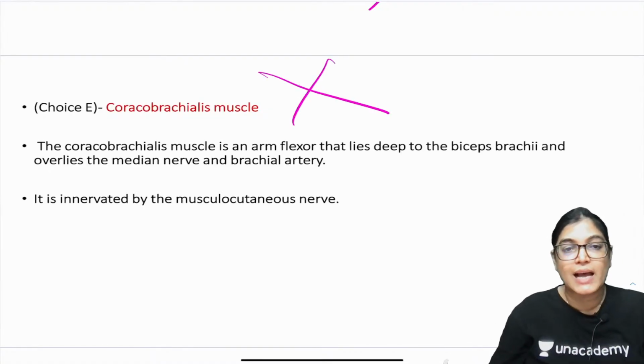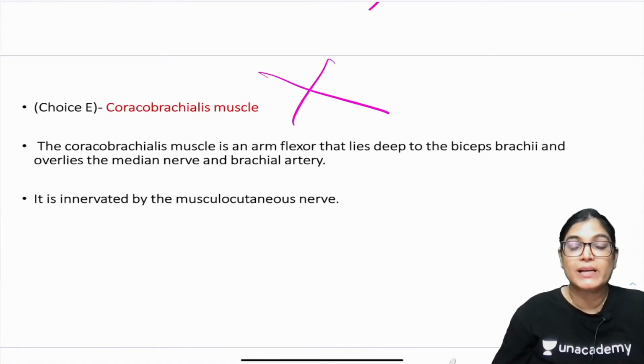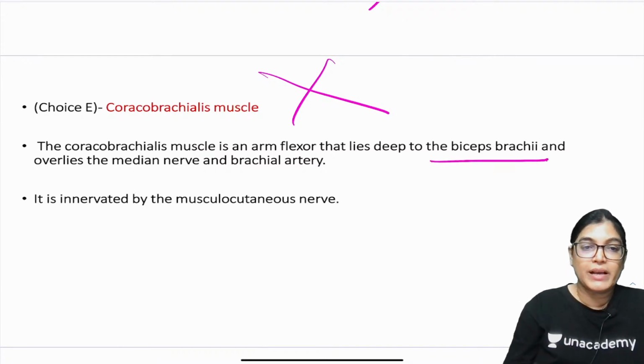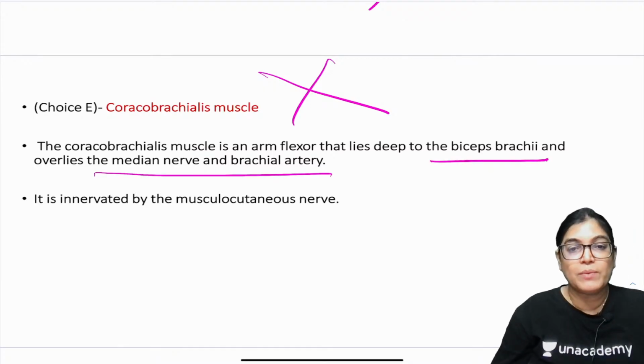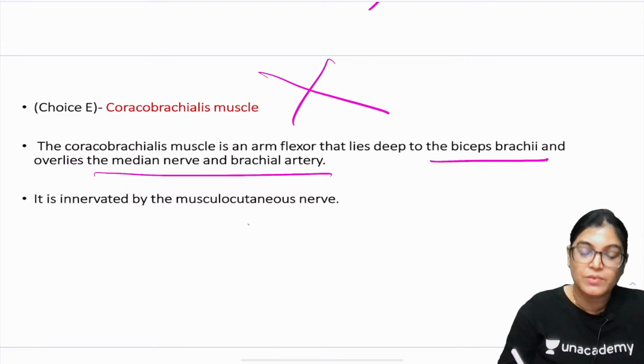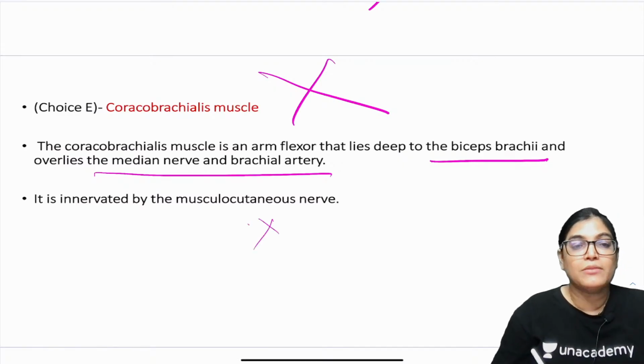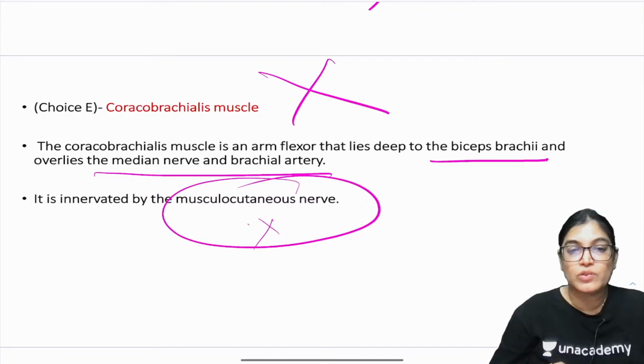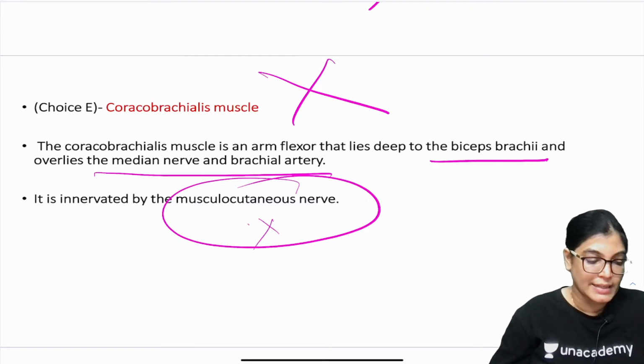Coracobrachialis is not the right answer because it's a muscle of the flexor aspect, lies deep to the biceps brachii and overlies the median nerve and brachial artery. It is innervated by which nerve? Musculocutaneous nerve, and it would be affected in a musculocutaneous nerve injury. So this is not the correct answer.